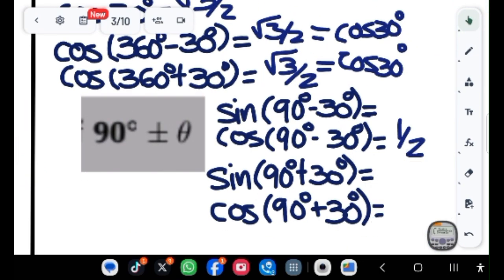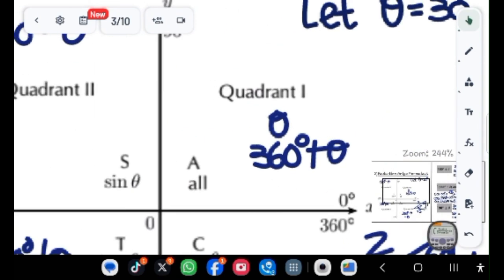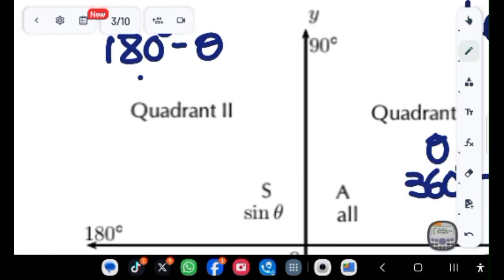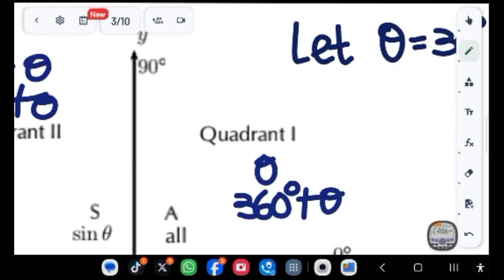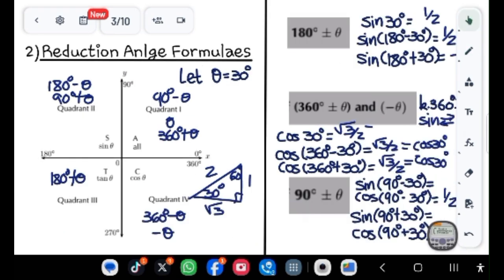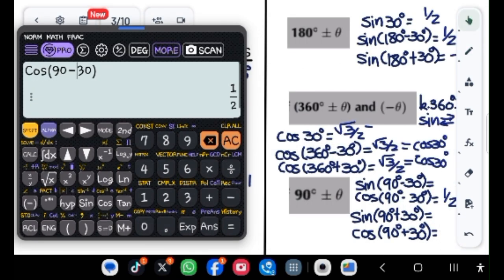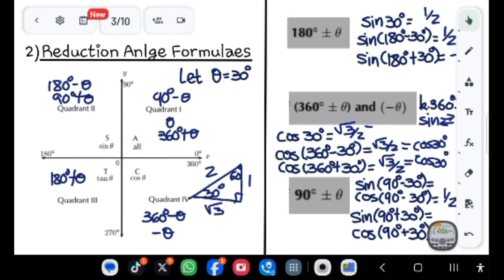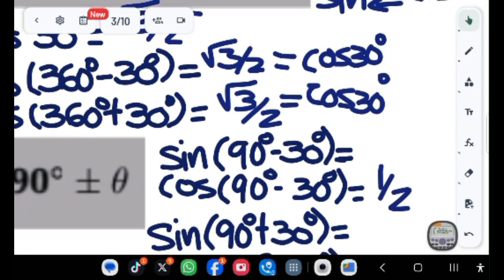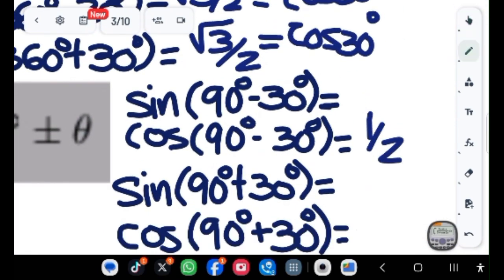Now let's look at what happens to the cos in the second quadrant, which is where 90 degrees plus theta lands us. 90 degrees plus theta lands us here, and 90 degrees minus theta is in the first quadrant. What happens when we go cos of 90 degrees plus 30 instead of minus 30? It gives us minus 1 over 2, which is minus sine of theta.